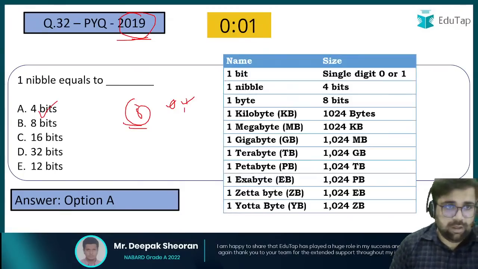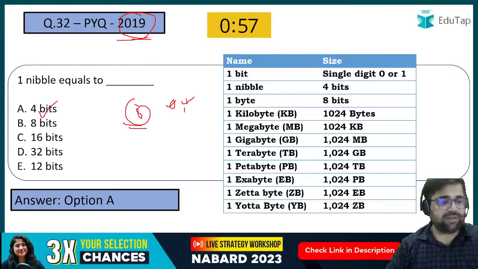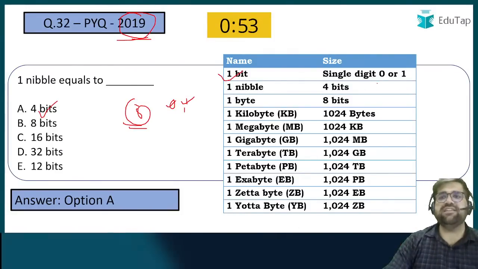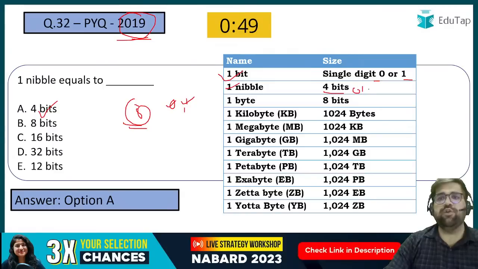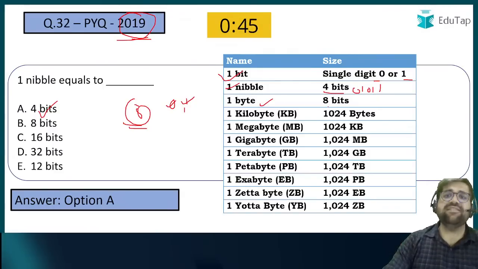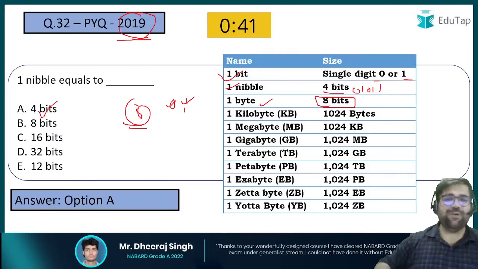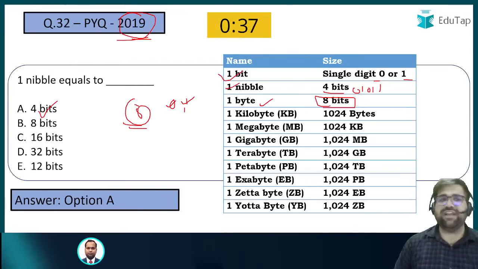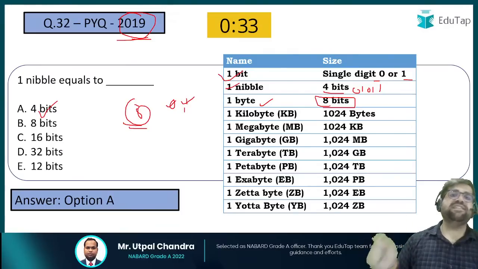Okay, sorry, I think I asked the wrong question over there. If you see, there is 1 bit. 1 bit means what? The single digit 0 and 1. 1 nibble is equals to 4 bits. Basically, it means 0, 1, 0, 1, 0, or it can be any other form as well. 1 byte is equals to 8 bits. So I was asking you one different question over there. Apologies for the slip of tongue. My question was very much straight: 8 bits will equals to what? 8 bits equals to 1 byte.